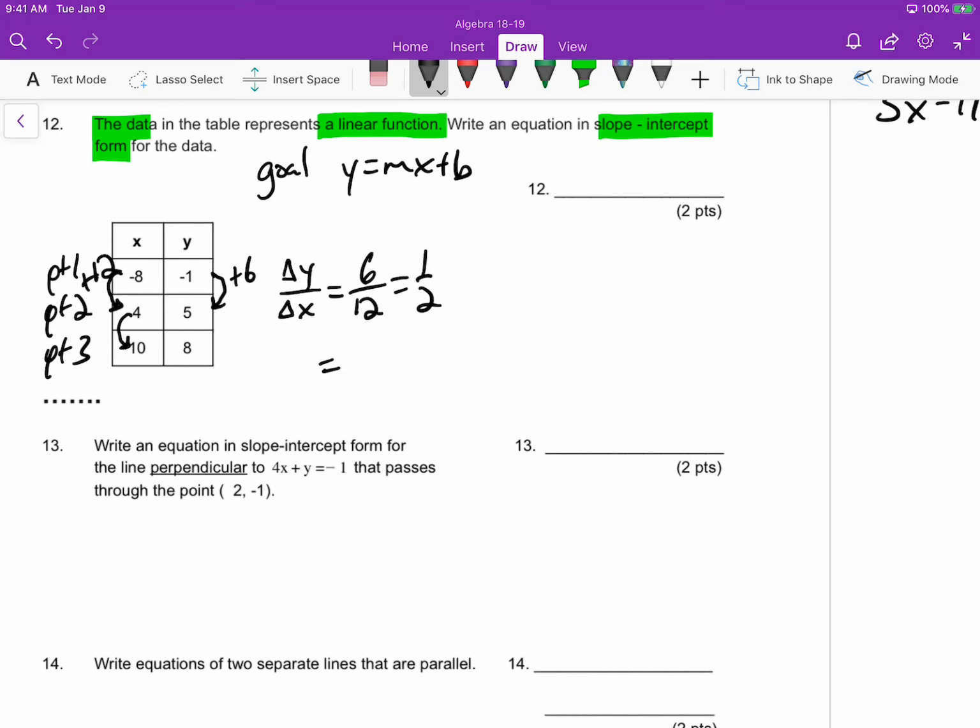Let me try it one more time. From 4 to 10, that's up 6. From 5 to 8, that's up 3. Oh, 3 over 6. Oh yeah, it's also 1/2. Okay, it worked. So my slope is 1/2, all right?